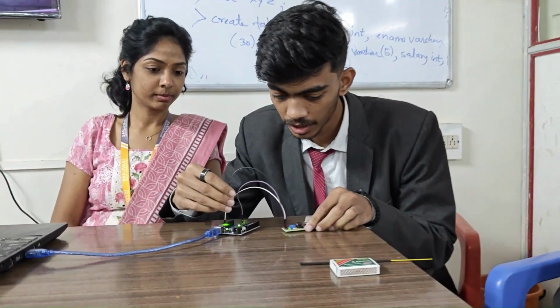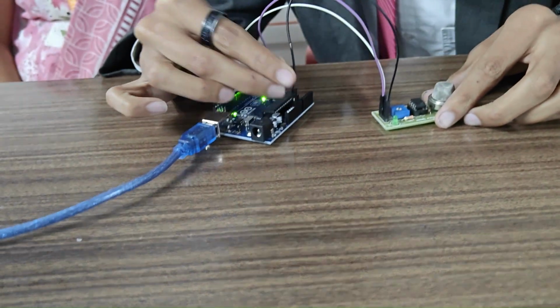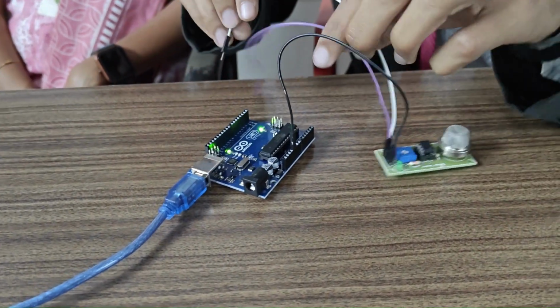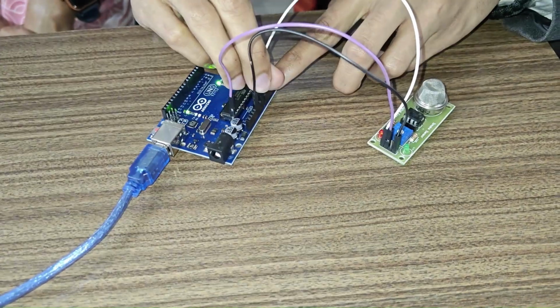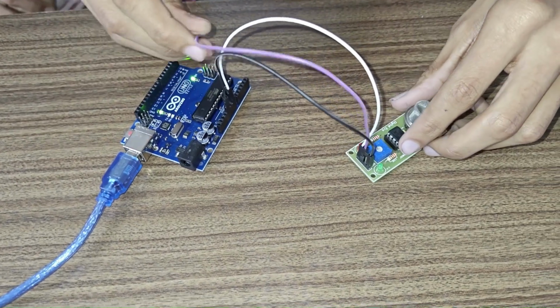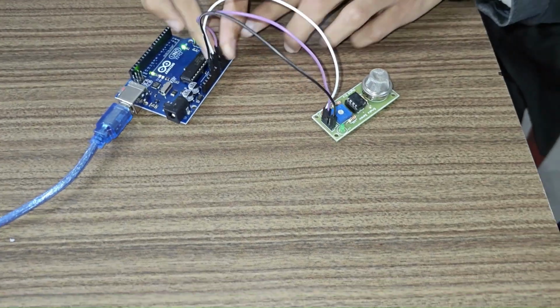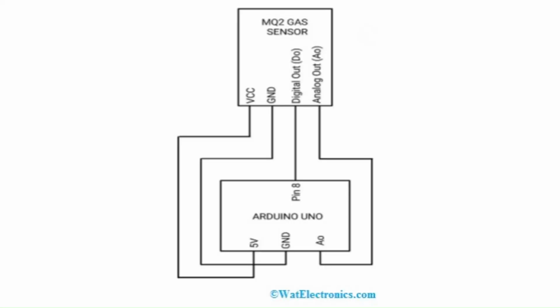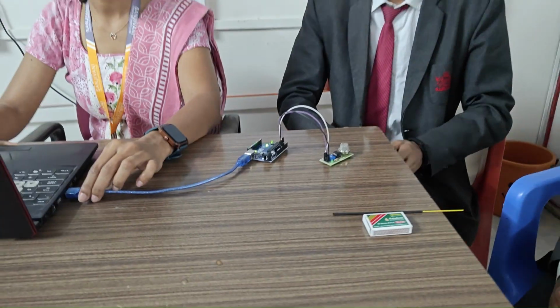So here we are connecting the VCC to the 5 volt of the Arduino Uno, the ground pin to the ground pin of the Arduino Uno, and the A out pin to the A0 pin of the Arduino Uno, which is the analog output. Okay, now it is connected. We'll see how it is working here.